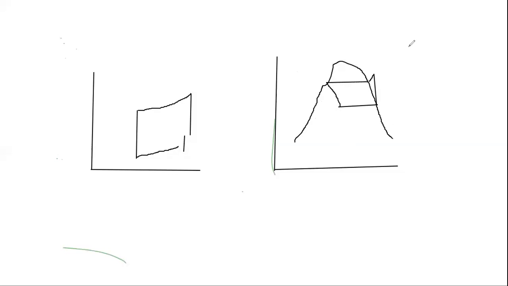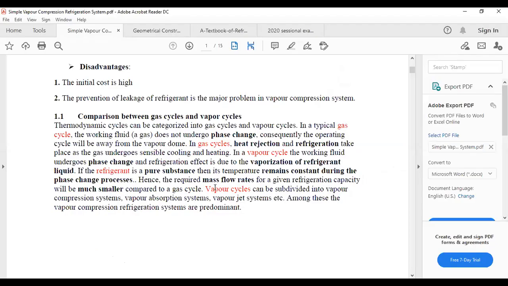Let's move on and look at some other things that we may compare. In a gas cycle, heat rejection and refrigeration take place as the gas undergoes sensible cooling and heating. So there's no change in phase. As the heat is picked up, there is just an increase in temperature of this refrigerant, which is a gas. It can't change from gas to liquid. Air will always be air. I know sometimes you can liquefy air, but in this case, it will be just a gas.